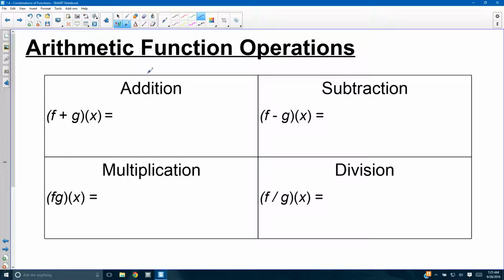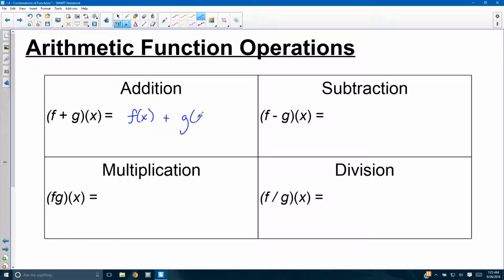Let's begin with the arithmetic function operation. So I will begin by talking about using addition, subtraction, multiplication, and division with multiple functions. In this case, I'll only be using two of them. If you have two functions, f of x and g of x, and you wanted to add them together, you'll use this syntax or it will be provided for you. This means the same thing as adding f of x with g of x.